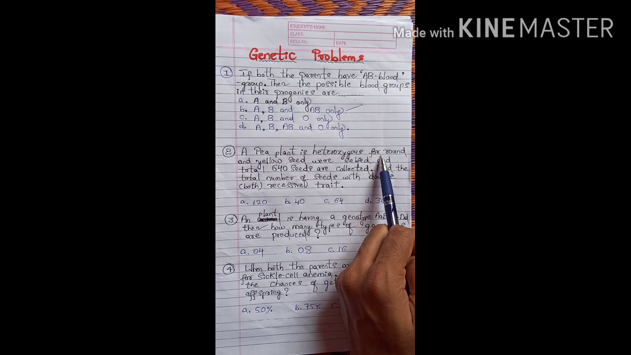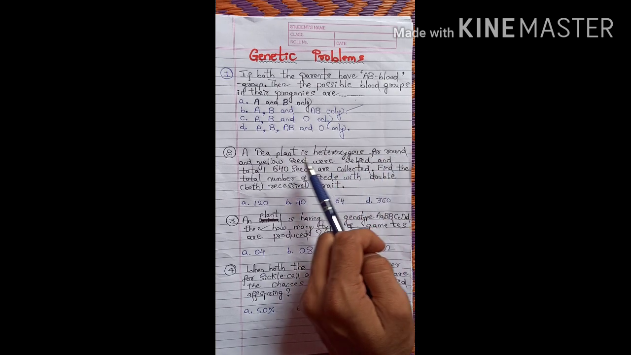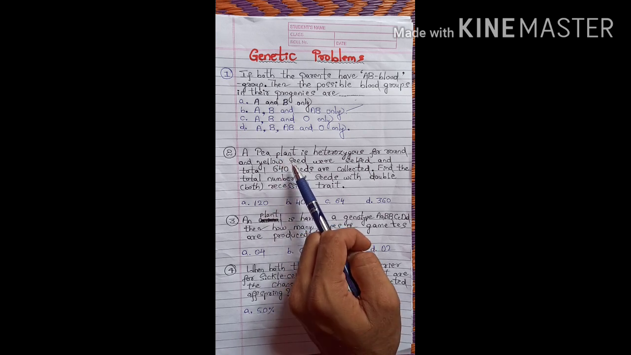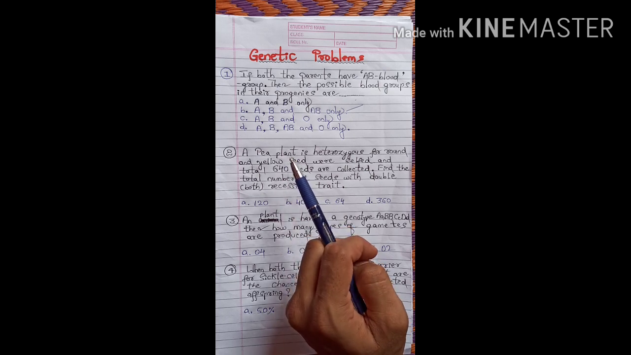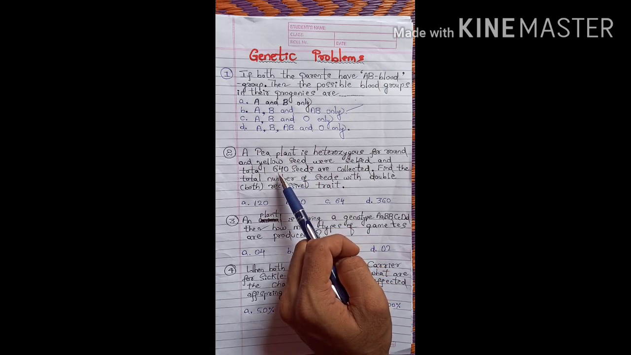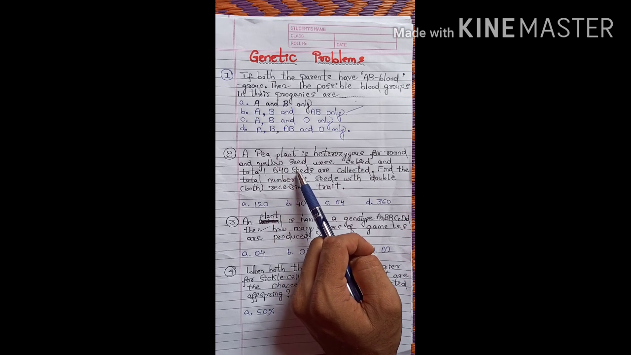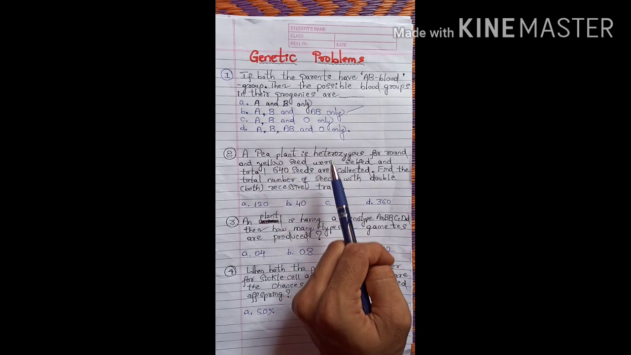You know that they have given round and yellow seed. Round is the shape of the seed, and yellow is the color of the seed. Therefore it is a best example for the dihybrid cross experiment which was performed by Mendel. Okay, and in the question they have given that 640 seeds are collected. Okay, so this is the data that you have to use.